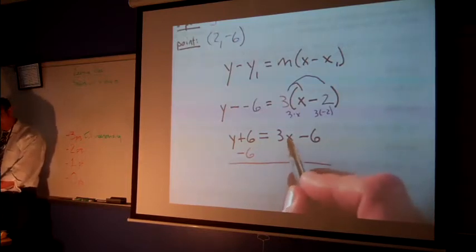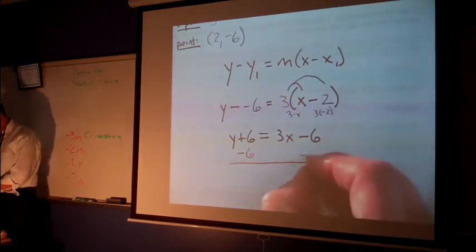Now I can't take 3x minus 6. I can't subtract it there. I have to subtract it here.